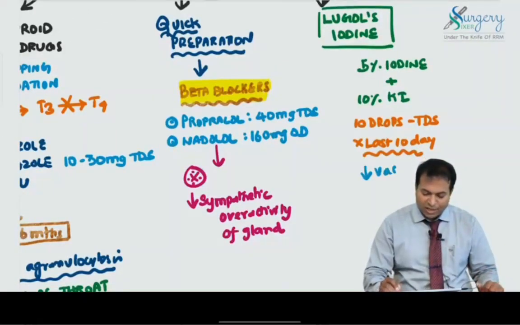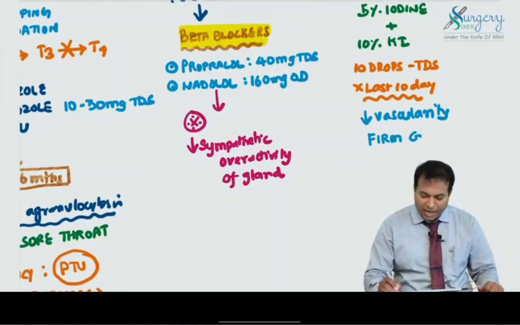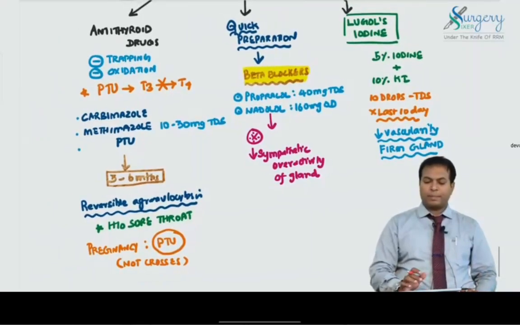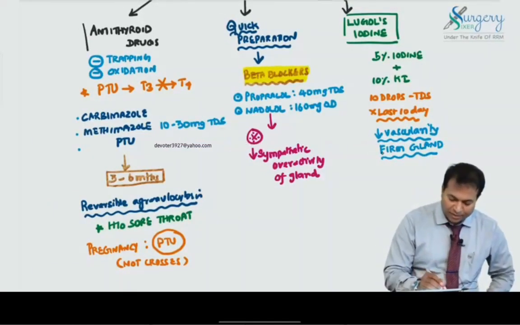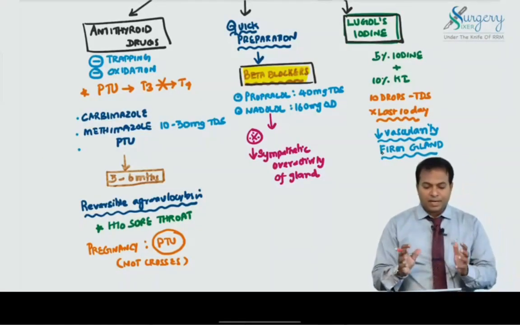It decreases the vascularity of the gland, and it makes the gland firmer. So these are the advantages of Lugol's iodine. So these are the 3 points you should not forget. In preparation of the thyroid to euthyroid, I will use anti-thyroid drugs, I will use beta blockers, and I will use Lugol's iodine. These are the drugs I use for the patients.